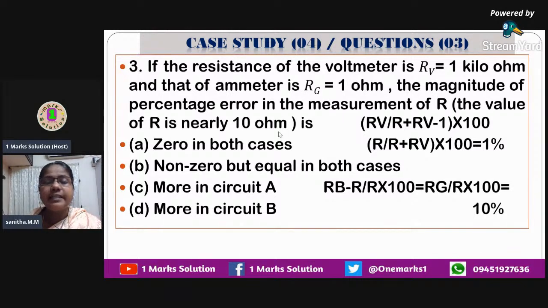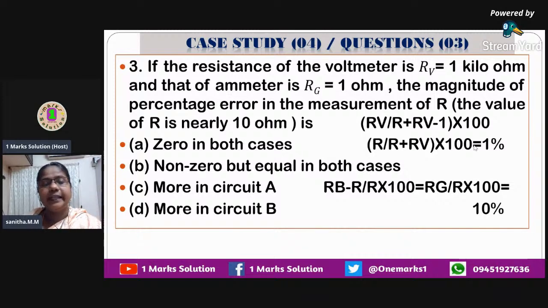And the value of R is given here, that is 10, divided by R plus RV is also there. RV, what is it? 1 into 10 raised to 3. That means 10 raised to 3. And R is also given as 10 ohm. So when you are doing it, it will almost cancel. We can't say it's fully cancelled, almost it is cancelled. And we will get 1%. So in the case of the first figure, we are getting 1%. That means the voltmeter is connected in parallel to the resistance.